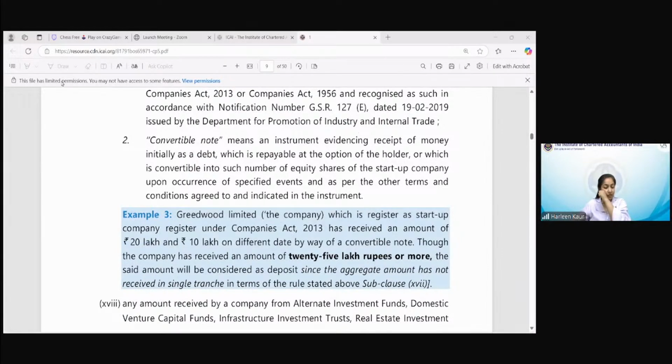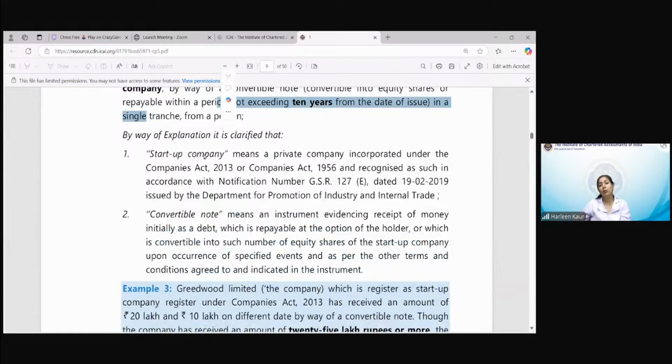Greenwood Limited, which is registered as a startup company, has received an amount of 20 lakhs and 10 lakhs on different dates by way of convertible note. Though the company has received 25 lakhs or more, the said amount will be considered as deposit since the aggregate amount has not been received in one go. So here you're receiving 10 lakh and 20 lakh. Although it is a convertible note and a startup company is receiving it, it will be considered as deposit because the amount has not been received in a single tranche. So single tranche is also important, then only it will be considered as the exemption amount.